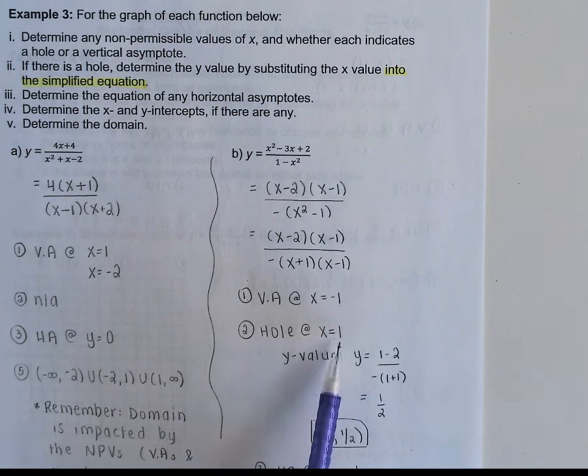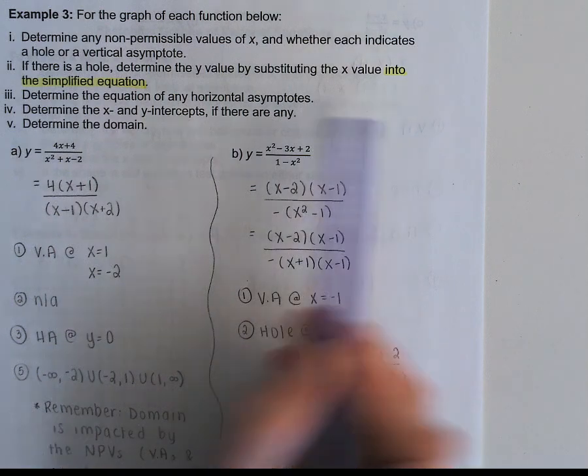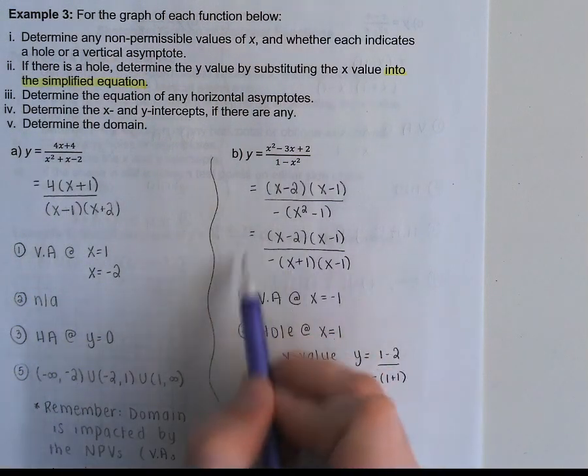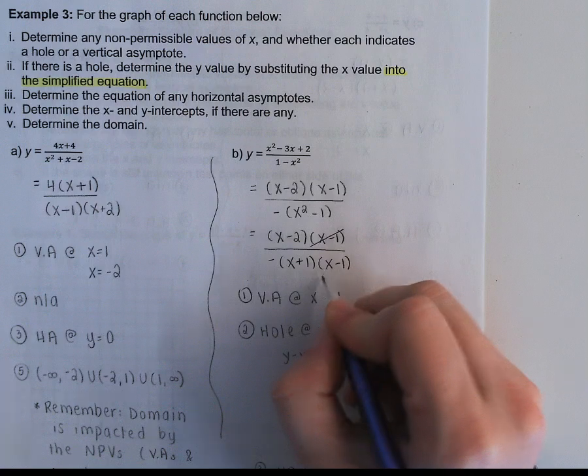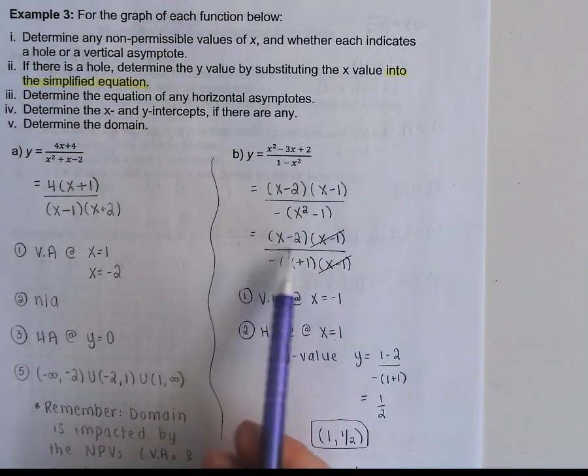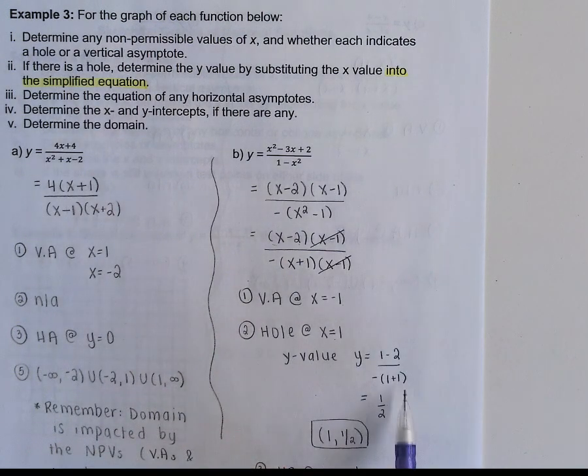Now what I mentioned at the beginning and told you to highlight was that to find the y value, you want to substitute in x equals 1 to the simplified equation. So remember in this factored form, x minus 1 and x minus 1 would cancel out. So my simplified equation is just x minus 2 over negative x plus 1. So when looking for the y value of the hole, you're going to plug in x equals 1 to that simplified equation, and you get a value of 1/2. So the hole is at the point (1, 1/2).